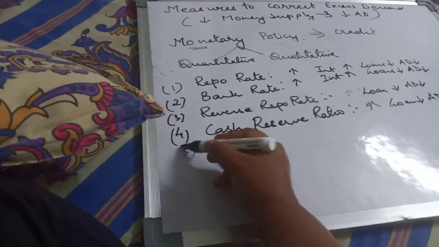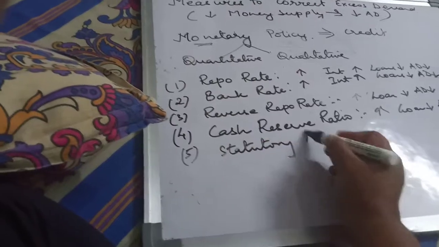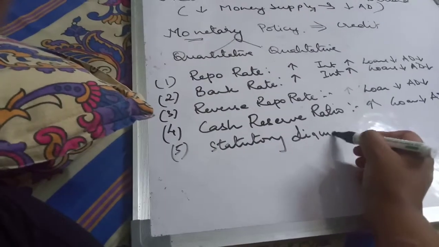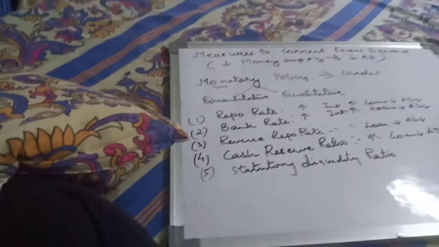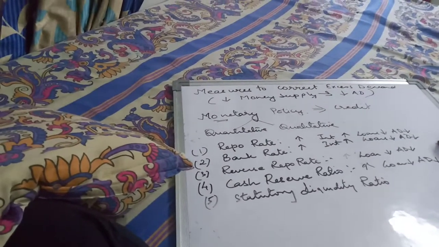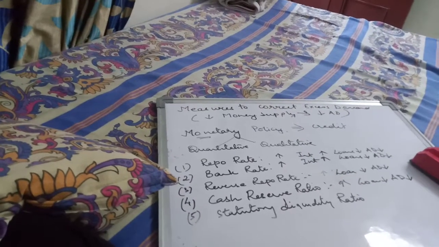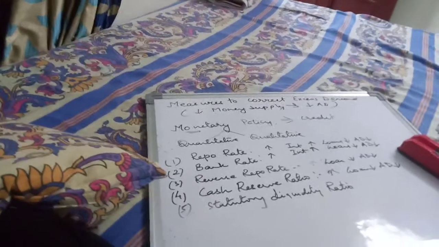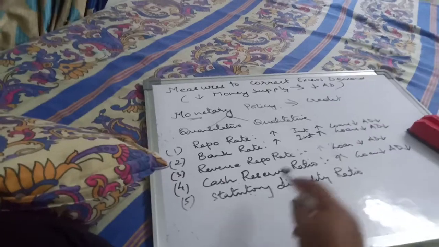Okay, a similar technique is statutory liquidity ratio. Now there is a slight difference between SLR and CRR. This SLR is basically the percentage of total deposits that have to be kept by the commercial banks themselves. CRR is the reserve which has to be kept in central bank. SLR is the reserve which they have to keep with themselves only. They have to keep it and they can't give it as loan.